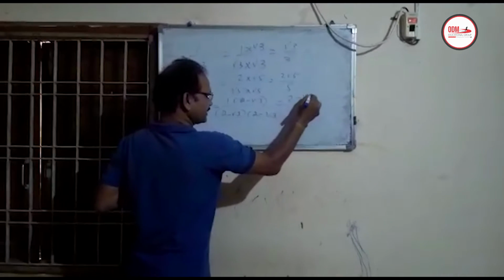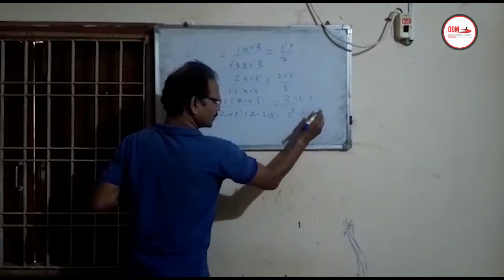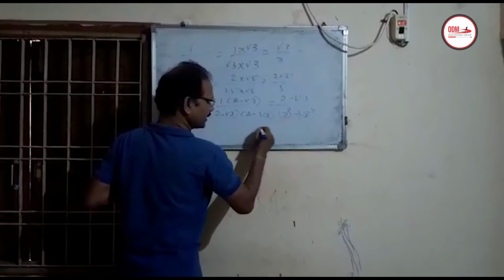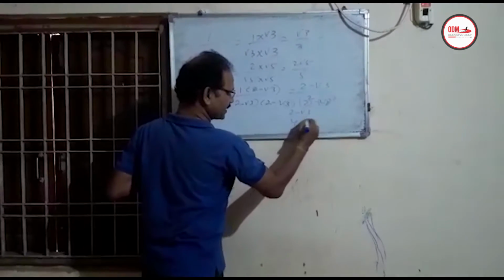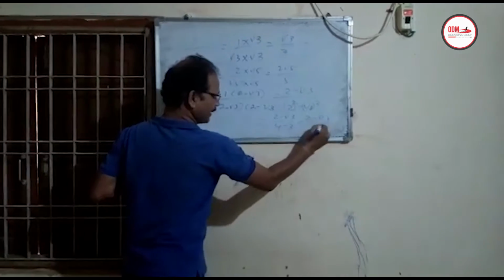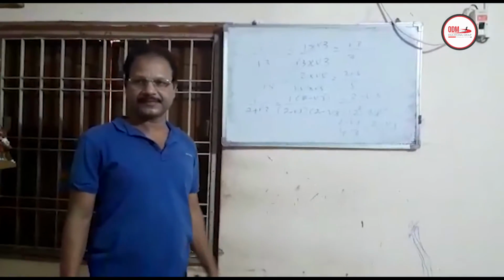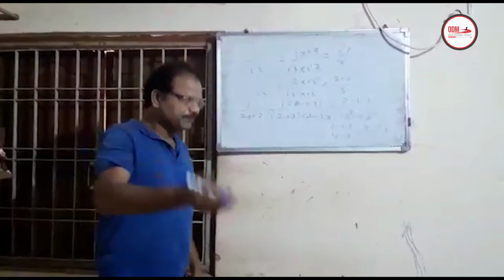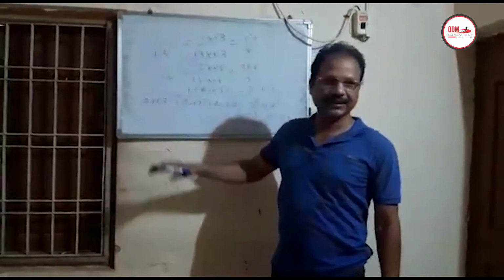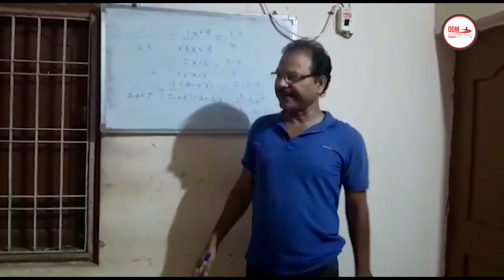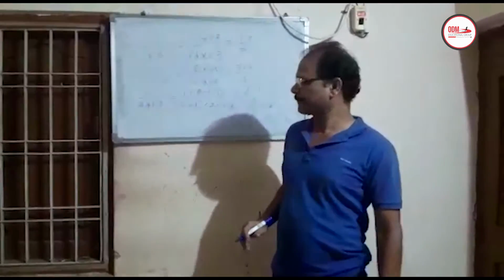So we shall get 2 square minus root 3 square, that is 4 minus 3, so it is 2 minus root 3 by 1, in case of a binomial. So if the denominator is a trinomial and irrational, in this way you can rationalize the denominator.